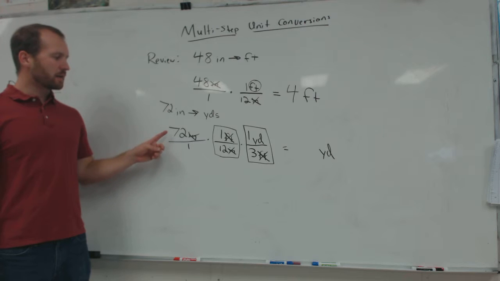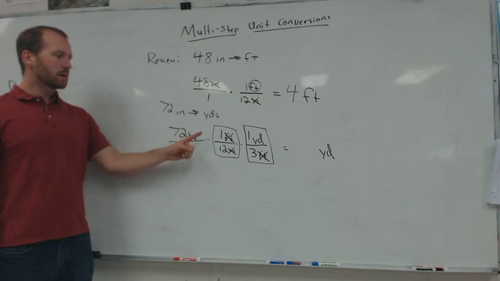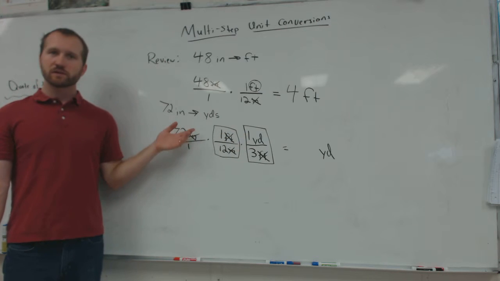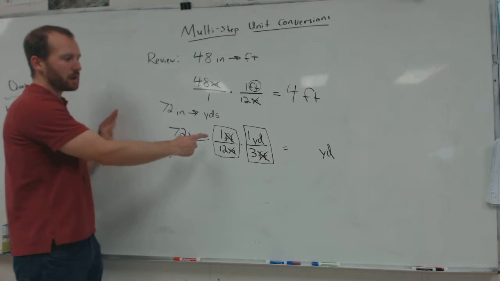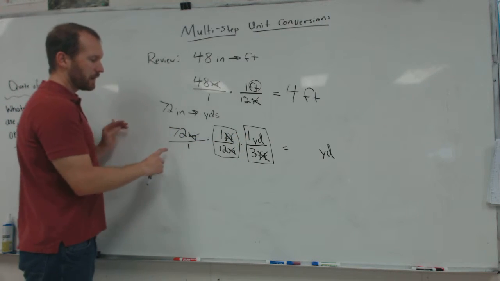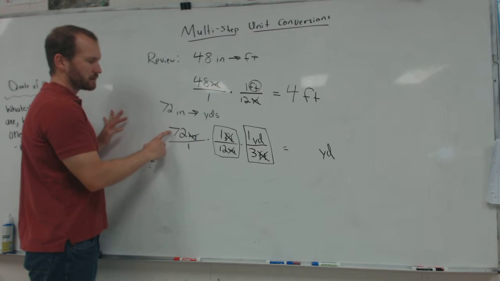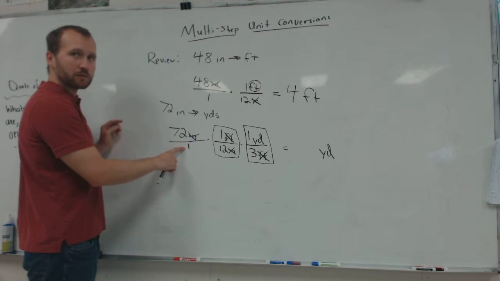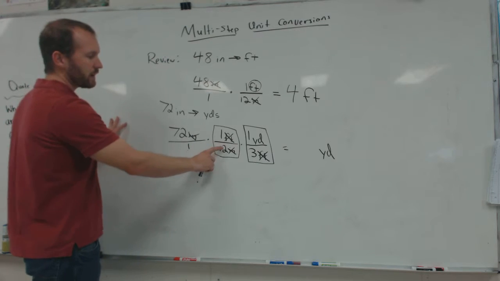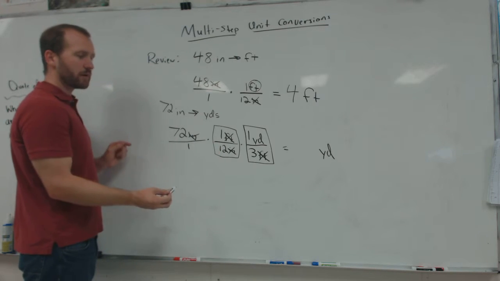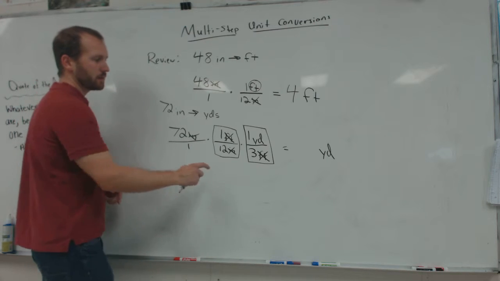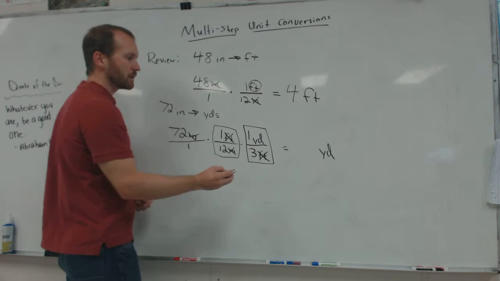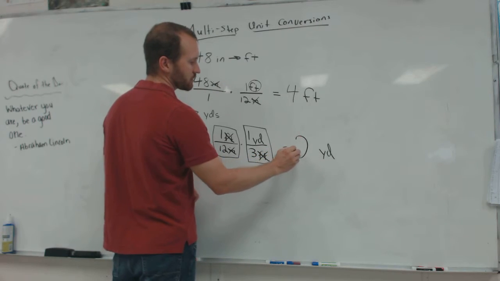And then to do the math, I simply take 72 times 1 times 1, so that's still going to be 72. I'm multiplying by each numerator, and then I divide by each denominator. So I have 72 divided by 1 is still 72. Divided by 12, 72 divided by 12 is 6, divided by 3, and 6 divided by 3 is 2. My final answer is 2 yards.